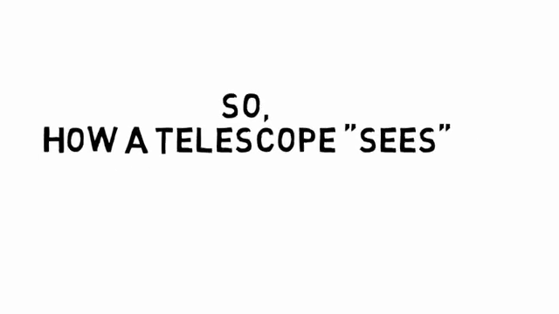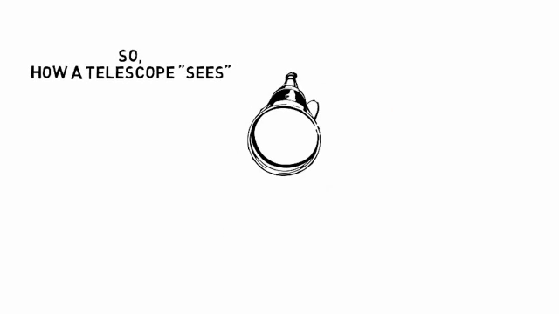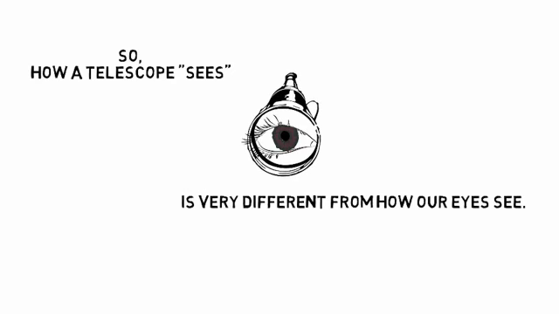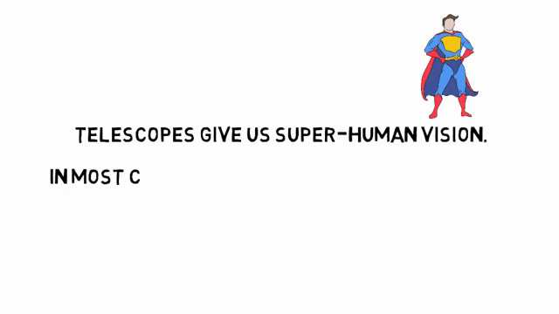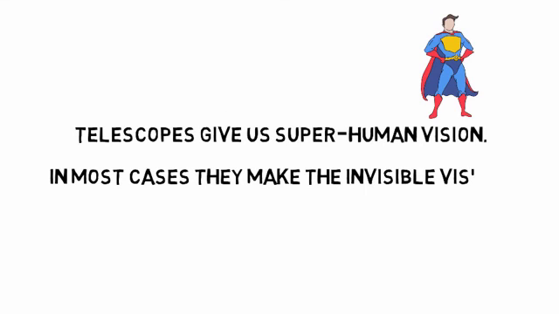So, how a telescope sees is very different from how our eyes see. Telescopes give us superhuman vision. In most cases, they make the invisible visible.